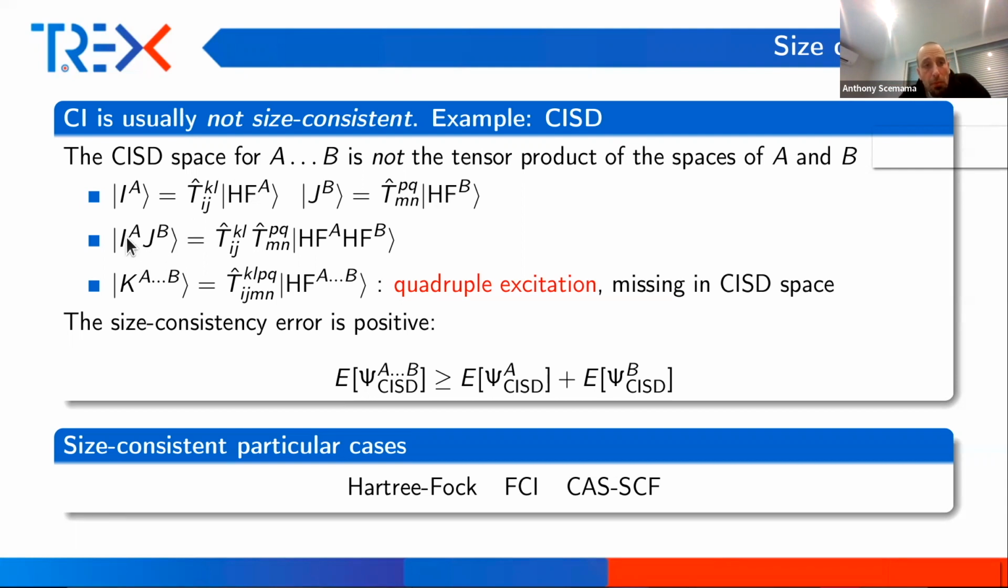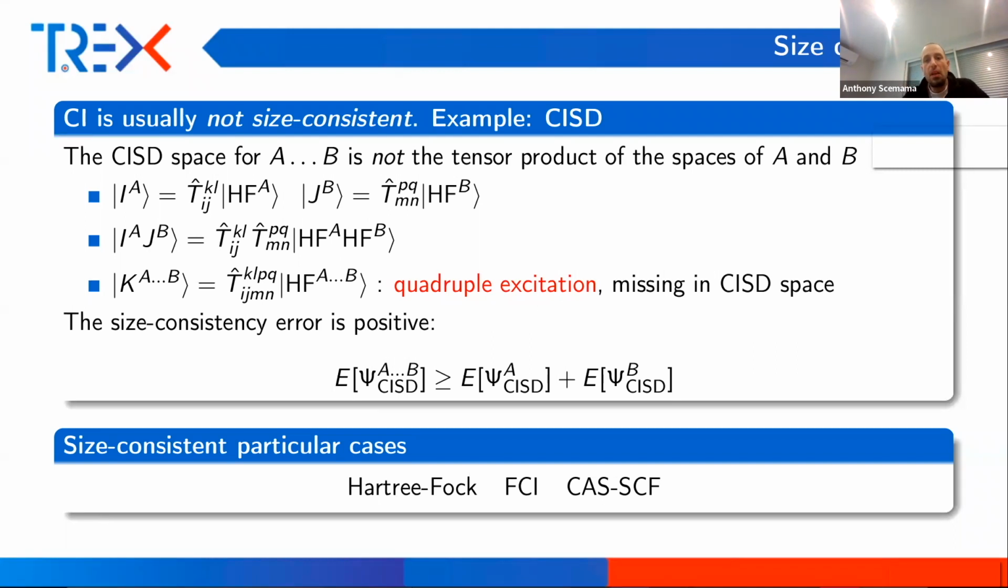And now when you try to combine A and B together, you see that you will need all the singles and doubles on A and also all the singles and doubles on B. And so you will reach up to quadruple excitations, okay? Because you will have a double on A, a double on B, and that's a quadruple on AB. So if you have AB together and you just do a CISD, you will not build in your space all these quadruple excitations and the triple ones. And so you will not have the same description at the CISD level for AB as for A alone and B alone.